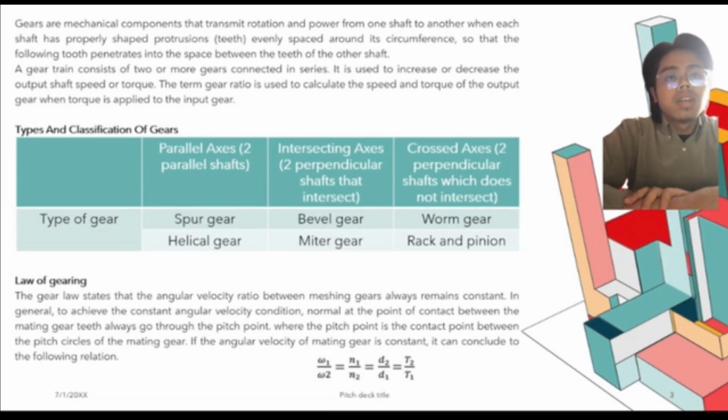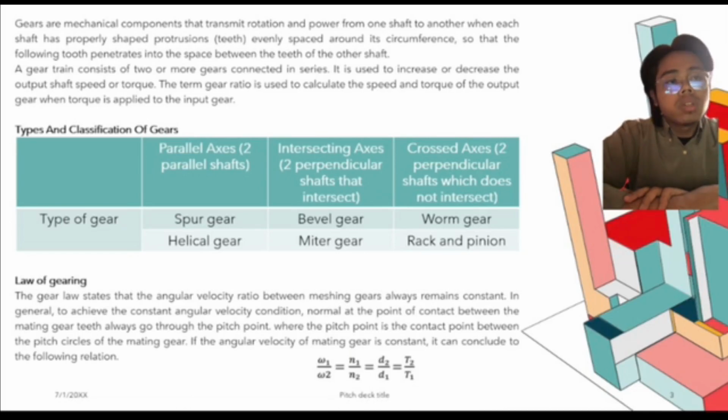What is gear? Gears are mechanical components that transmit rotation and power from one shaft to another when each shaft has properly shaped protrusions evenly spaced around its circumference so that the following tooth penetrates into the space between the teeth of the other shaft. A gear train consists of two or more gears connected in series. It is used to increase or decrease the output shaft speed or torque.